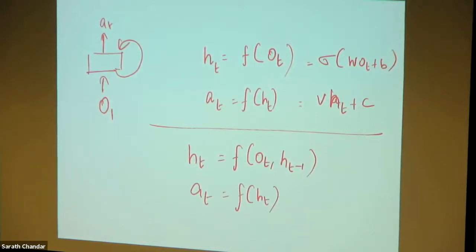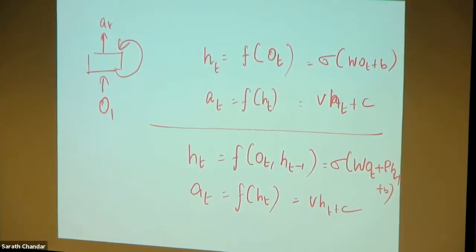Now my action is taken based on HT, but HT is a function of HT minus 1, which is a function of HT minus 2, and so on, which means that I am integrating the entire history of the trajectory up to this point. One implementation of this is just sigma of W OT plus, let's say, some P times HT minus 1 plus B. W and P are matrices, and the action is the same V HT plus C.